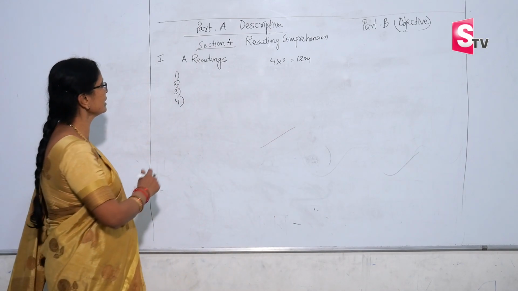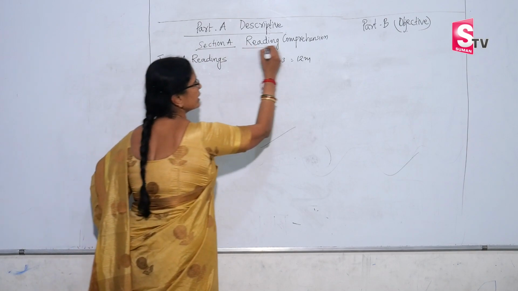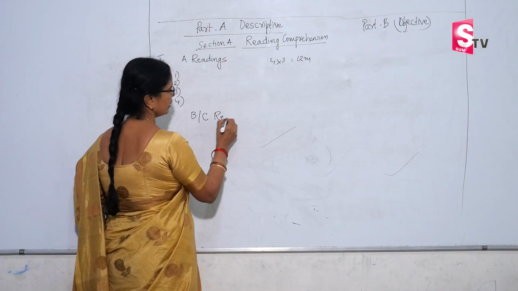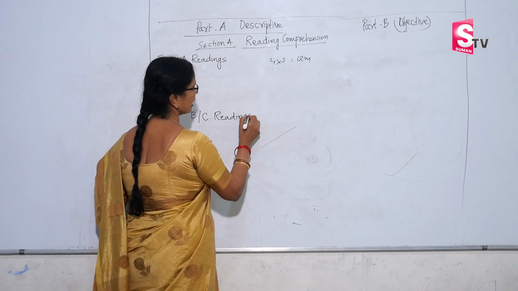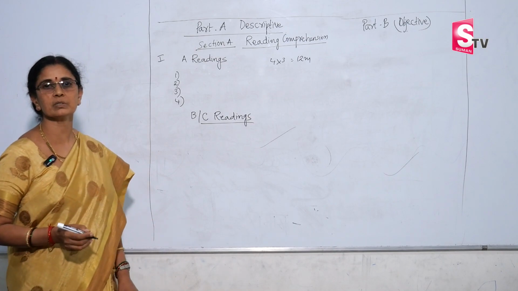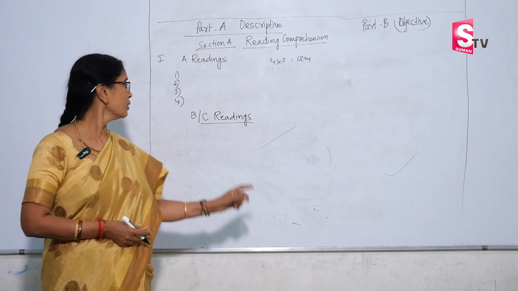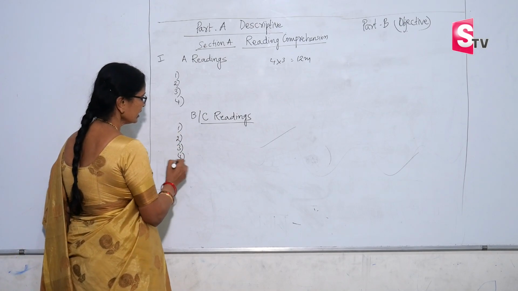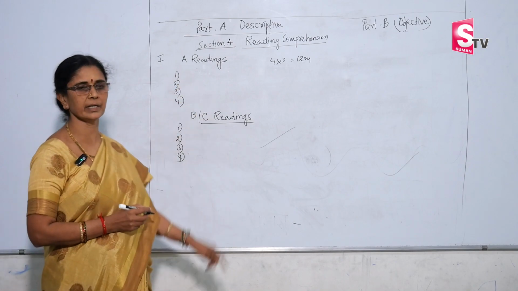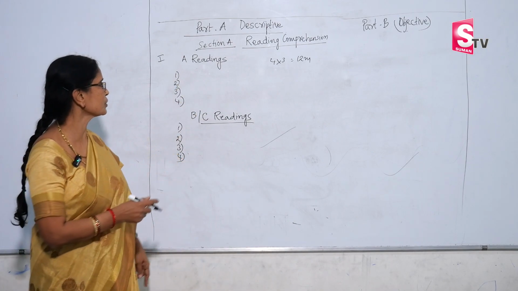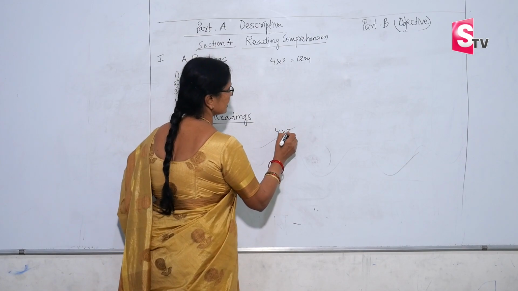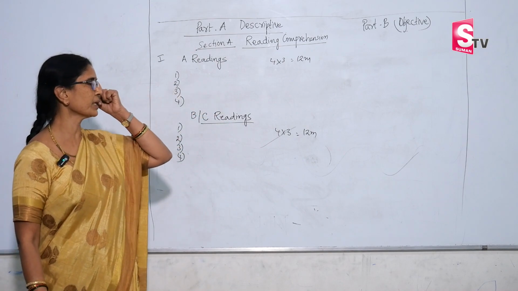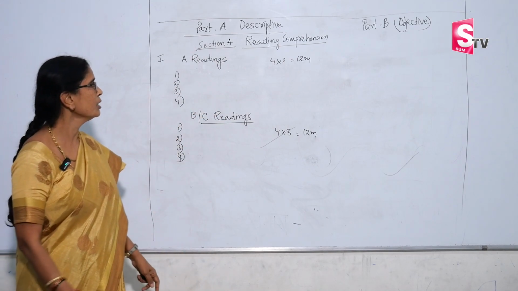Now coming to the next one, that is also under reading comprehension only, but here from B or C readings. Usually we have poems also. Poems also come under B readings. Now here also we'll have 4 questions, just like A readings. And these 4 questions also you need to answer in 3 or 4 sentences, and here also for 12 marks. So 24 marks are allotted for reading comprehension.